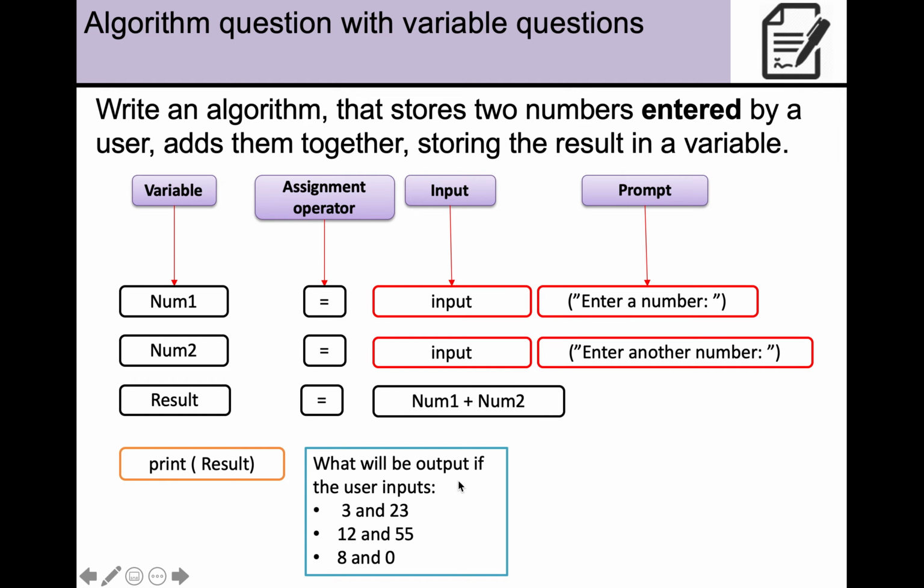So if the user inputs 3, well, there's the user's input, it's 3. And that is now stored inside num1. So we're just tracing, we're following the user's inputs. Then the user inputs 23, and that's going to be stored inside num2. Now if we go num1 plus num2, well, num1 is 3, num2 is 23. So what will the answer be? Well, it should be 26, because 3 plus 23 is 26, and result will store that, and that will be displayed. So just pause the video here, run through the same exercise with the numbers 12 and 55.